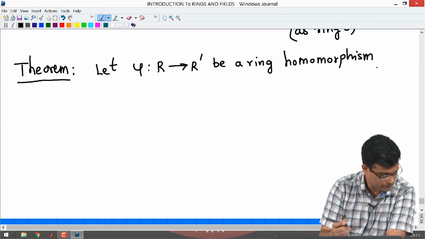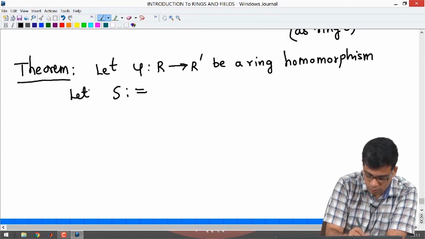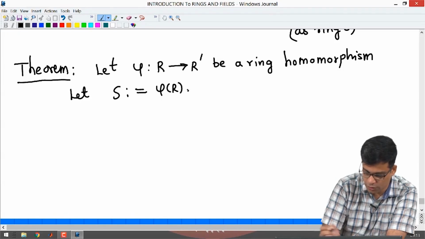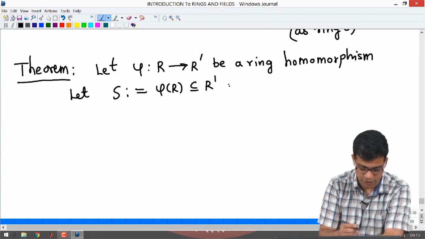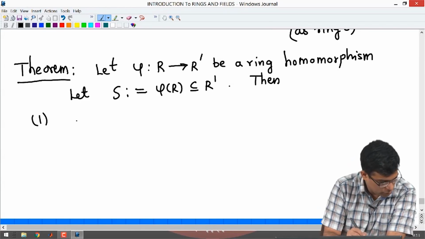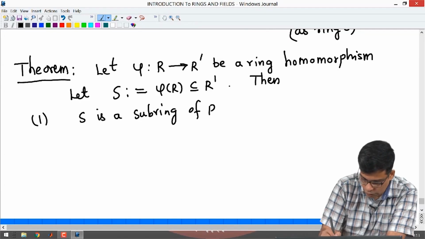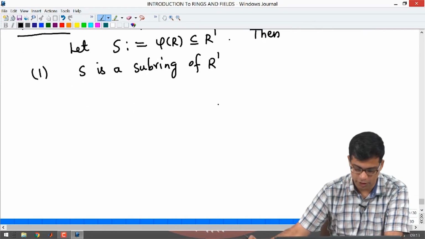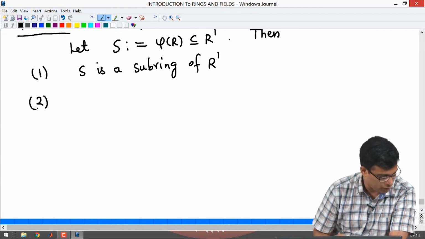Then, define S to be the image of R. So, S is actually a subset of R prime. We have 3 statements now. One, S is a subring of R prime. Okay. So, this is a statement about ring homomorphisms. First is that S is a subring of R prime.